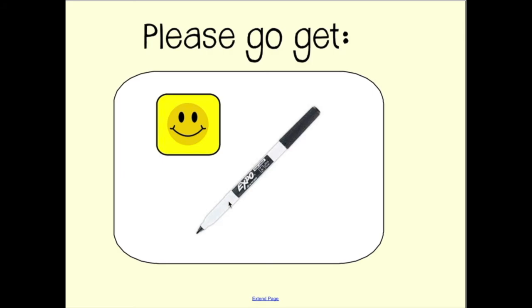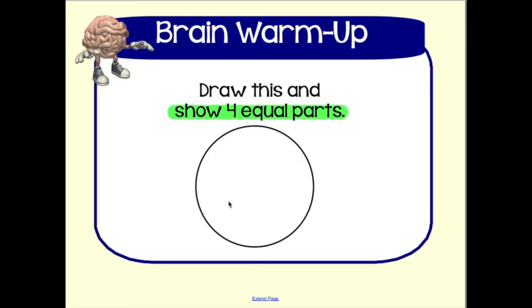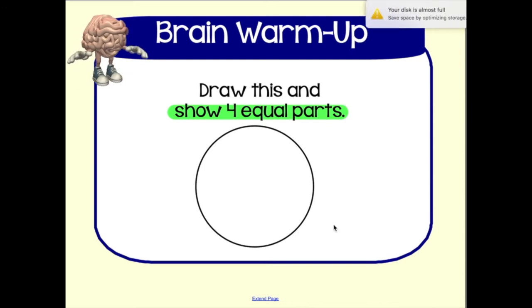Wait a second, that wasn't... Oh. There we go, sorry. Okay, so now we've got a circle. I want you to draw a circle. And I want you to show 4 equal parts. Okay.